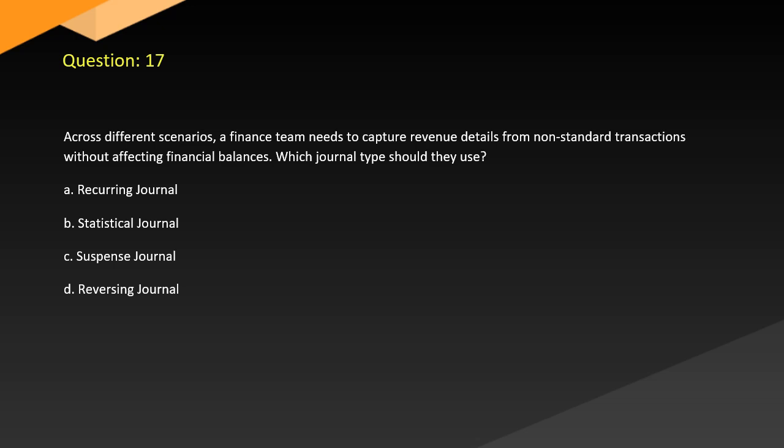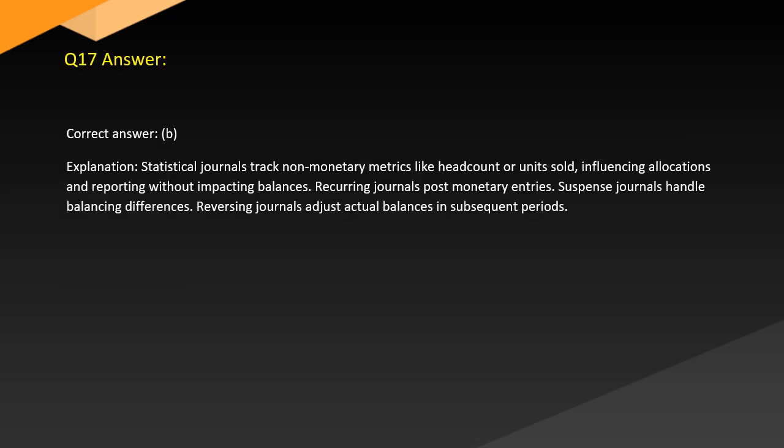Question 17. Across different scenarios, a finance team needs to capture revenue details from non-standard transactions without affecting financial balances. Which journal type should they use? A. Recurring journal. B. Statistical journal. C. Suspense journal. D. Reversing journal. Answer. Correct answer. B. Explanation.